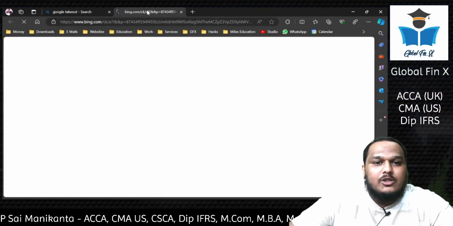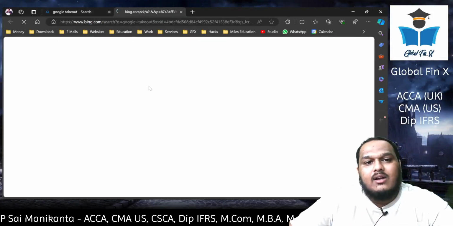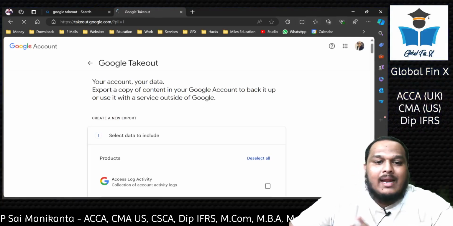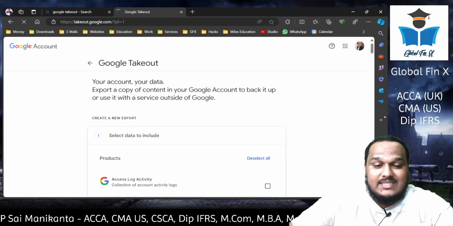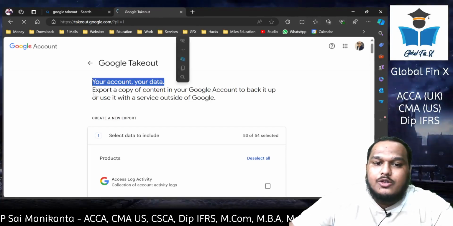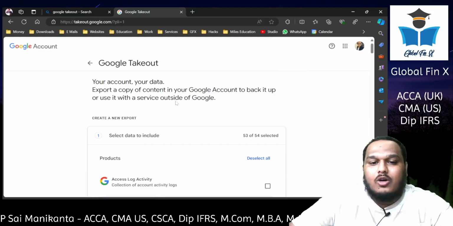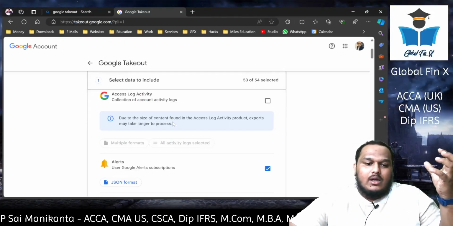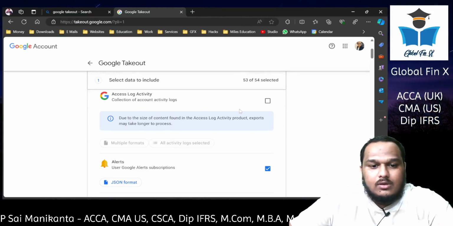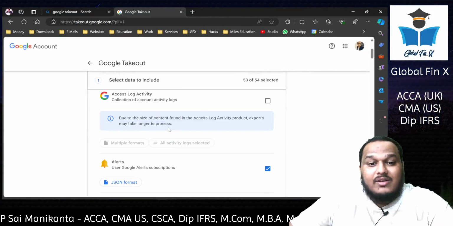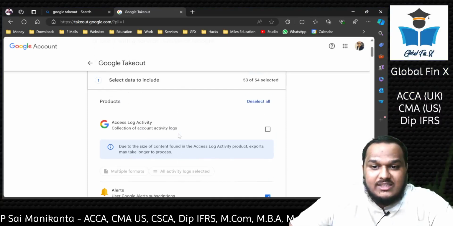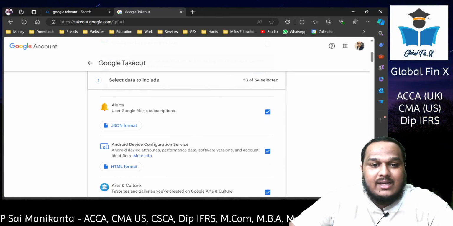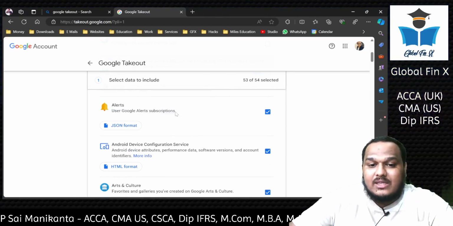It will ask me to sign in, and once I sign in, there will be verification. Once I verify, I'll be able to take out. On my laptop my sign in is already there. So you can see your account, your data, and you can export a copy and back it up or use it with a service outside of Google. Suppose I want to take my access log, when I have logged into my Gmail account, from which system, what is the IP address, I can copy and save that. All my Google Alerts related subscriptions and all.